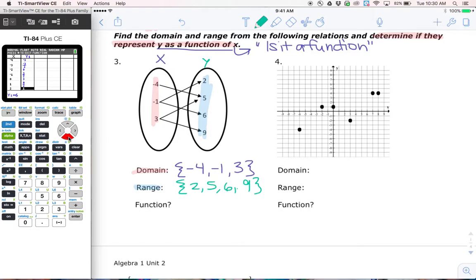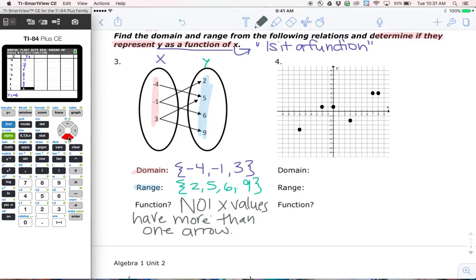Is this a function? No. How do I know? I know because in a mapping, -1 goes to 2, but then -1 also goes to 6. Same thing with 3. It's going to 5 and to 9. Remember, in a mapping, it's not a function if x values have more than one arrow, because that means they have more than one y. It's not a function.